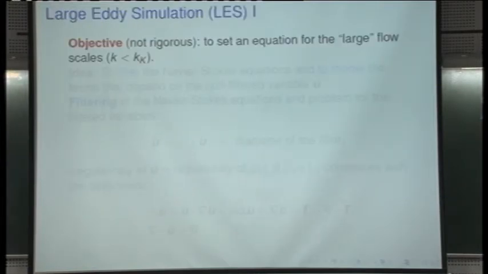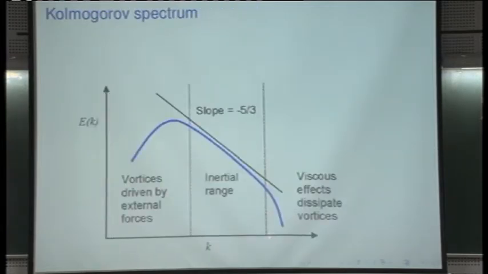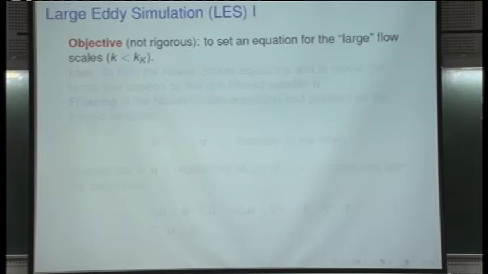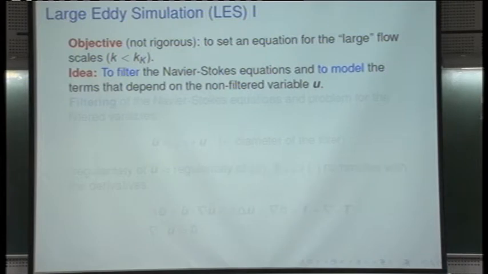So what is LES? As I said before, the objective is to set an equation for the large flow scales, meaning that the wave number is smaller than the so-called Kolmogorov wave number. That limit is the Kolmogorov wave number. What is the idea of LES, not of what we claim, but of LES? The idea is to filter the Navier-Stokes equations, so to filter the high fluctuating modes, and to model terms that depend on the non-filtered variable.